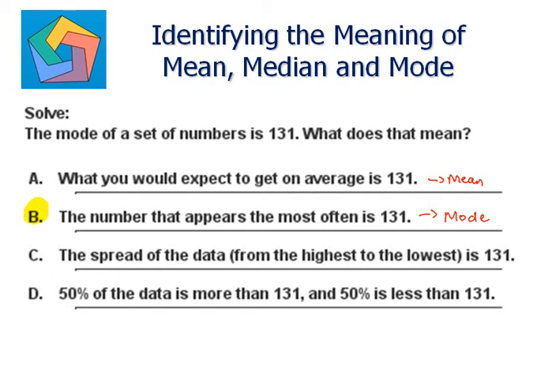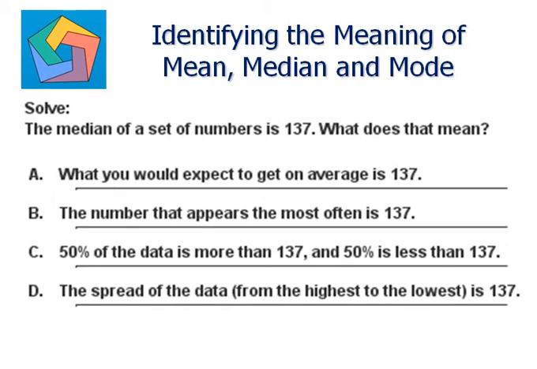Next problem. Solve. The median of a set of numbers is 137. What does that mean? Now median means the middle value. Let's look at the answer options. A. What would you expect to get on average is 137. This is mean. The number that appears most often is 137 is known as mode.